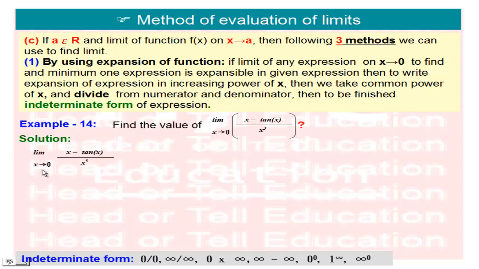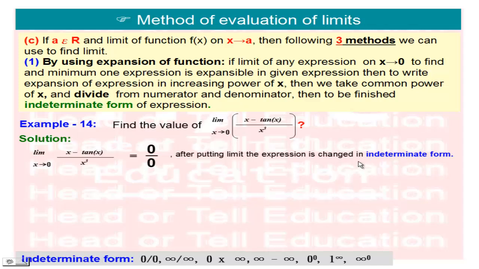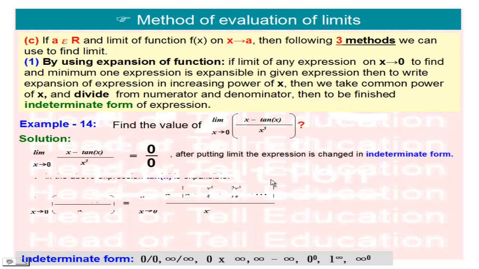If we put x tends to 0, this becomes 0 by 0, which is an indeterminate form. According to the first statement, we require one expression to be expandable. Here tan x is expandable. So we write the limit as x tends to 0 of (x minus tan x) divided by x cube equals the limit of x minus the expansion of tan x, x plus x cube by 3 plus 2x to the power 5 by 15 plus so on, divided by x cube.